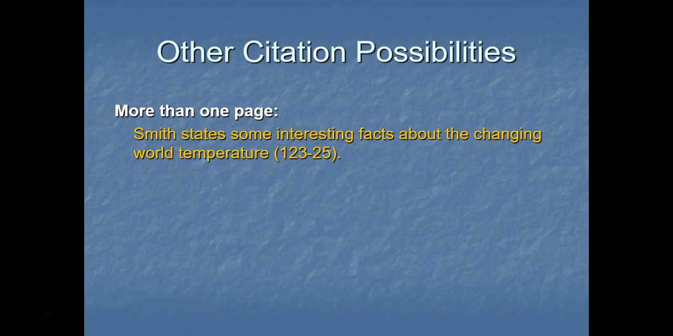There are other things that are weird. What if we cite a whole bunch of information, or information that came from a couple of different pages? Say the information came from page 123 all the way to page 125, and I just summarized it into a couple of sentences. That's totally fine. So you could see again, I used Smith. I used his name right here, so I only had to put the page number. If I wouldn't have done that, this would have said Smith 123-25.